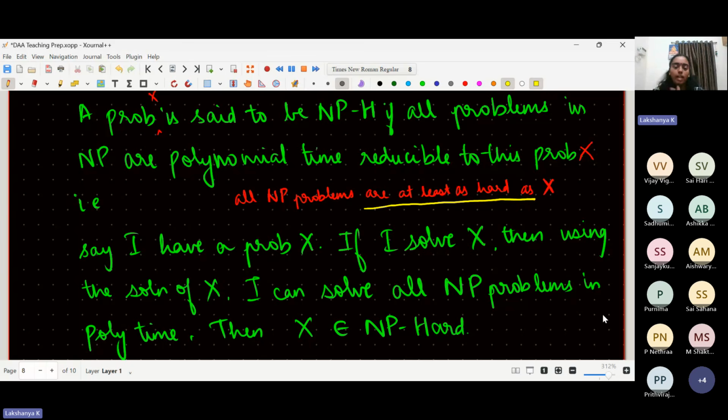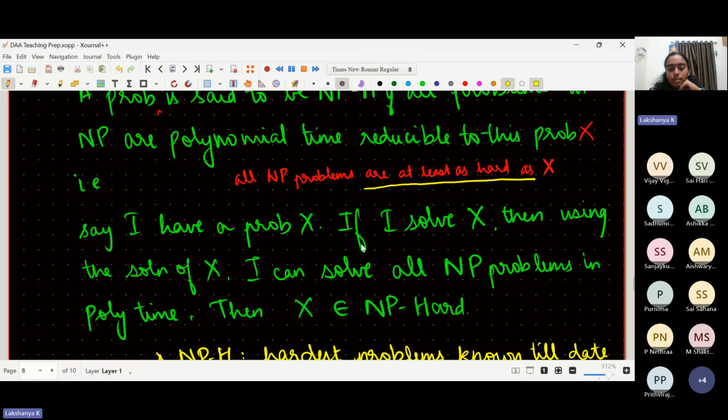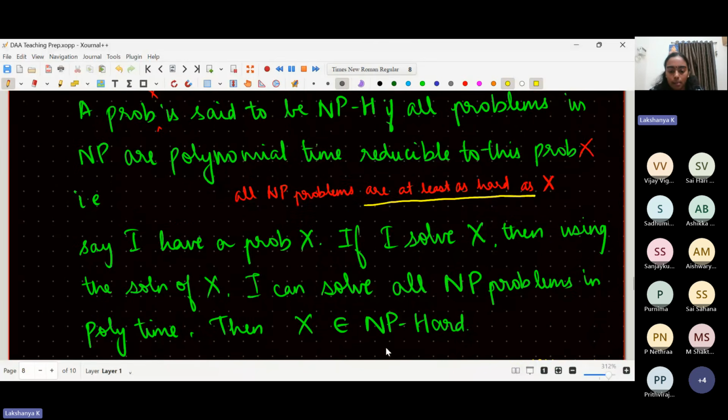You have NP and you have NP hard. If you are able to solve NP hard, you will be able to solve everything in NP. That's the idea. NP hard is literally harder than NP, at least as hard. So I have a problem X. If I solve X, using that solution, I can solve all NP problems in polynomial time. That's what NP hard is.